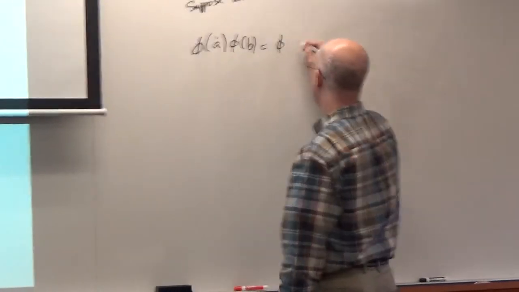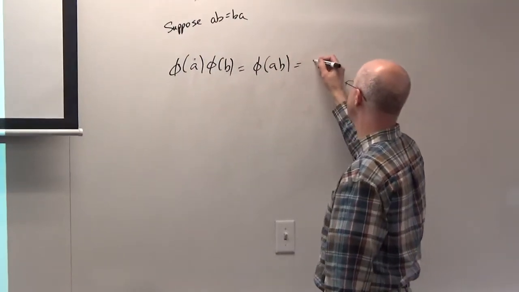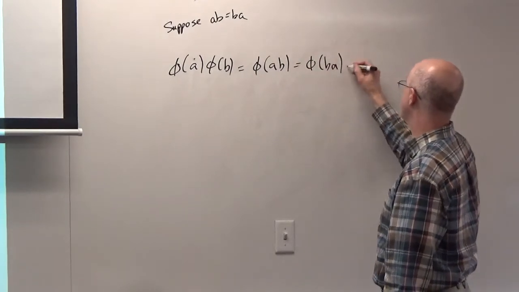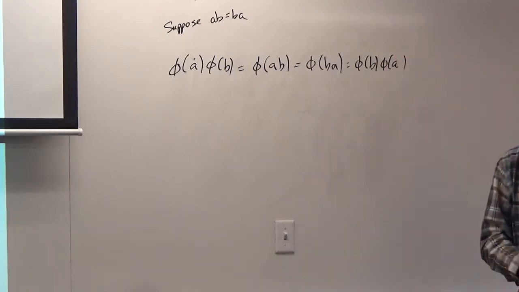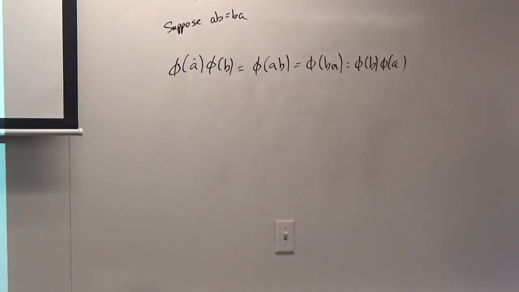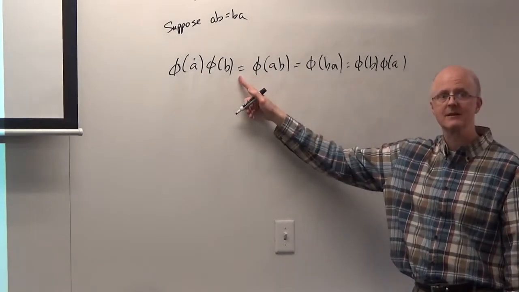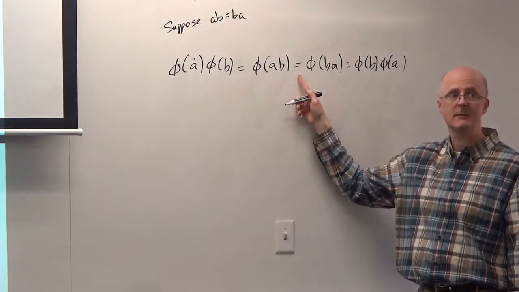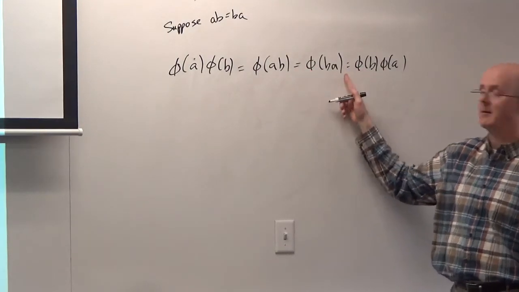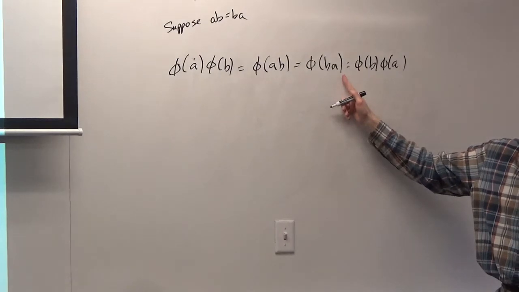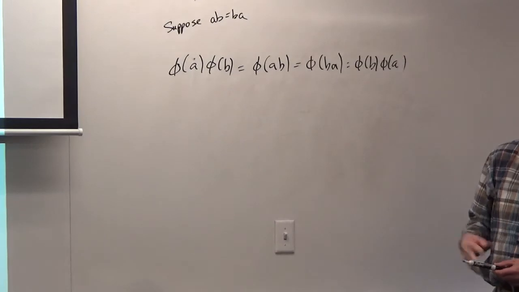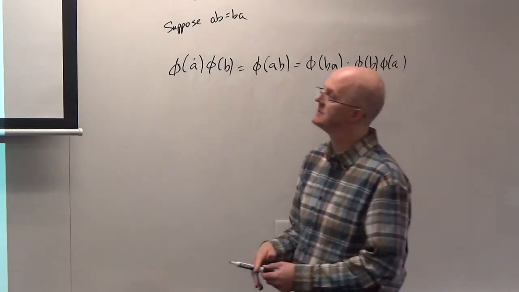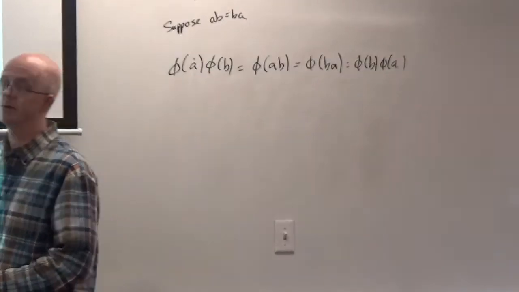The fact that phi is operation preserving allows you to write this. The fact that A and B commute allows you to write this. The fact that phi is operation preserving allows you to write this. Done. Operation preserving. Assumption that A and B commute. Operation preserving. A and B are arbitrary elements of G that commute. Therefore, their images also commute. The outputs, values, images of commuting elements also commute.